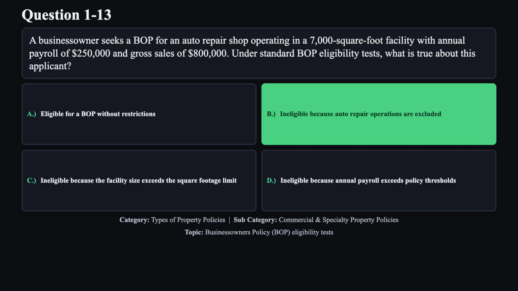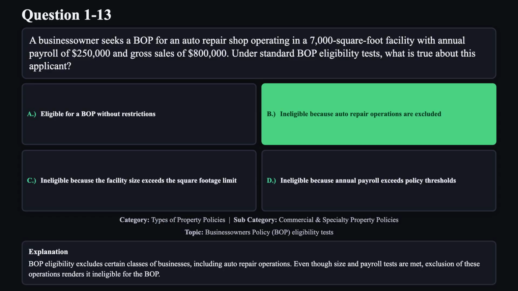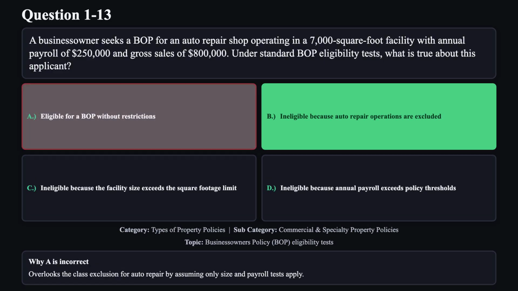The correct answer is B. BOP eligibility excludes certain classes of businesses, including auto repair operations. Even though size and payroll tests are met, exclusion of these operations renders it ineligible for the BOP. Reason A is not correct. Overlooks the class exclusion for auto repair by assuming only size and payroll tests apply.